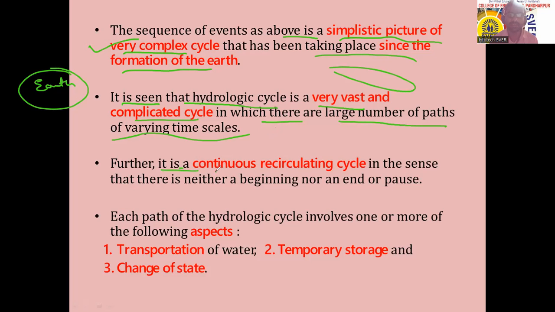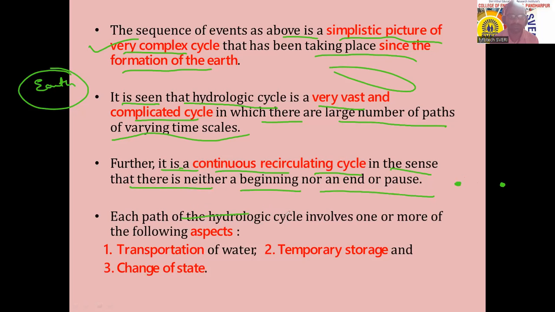Further, it is a continuous recirculating cycle, but some amount of water is always under evaporation, some amount of water is always under transpiration, and some amount is always under percolation. But how much quantity, that is difficult to find out. It is a continuous recirculating cycle in the sense that there is neither a beginning nor an end or pause. Where it has started, where it has ended, we don't know.